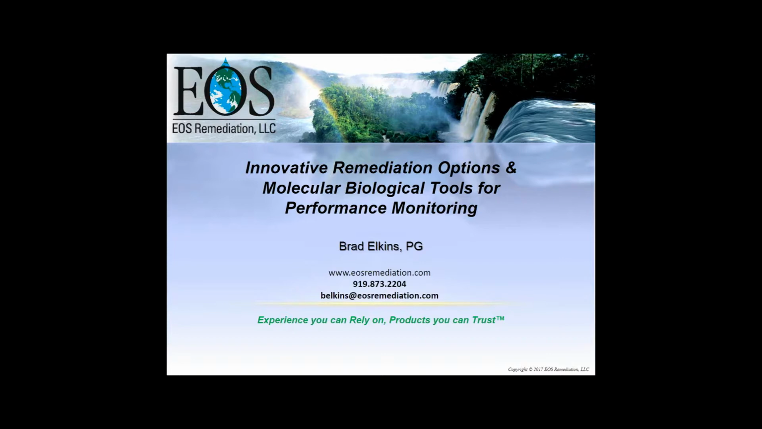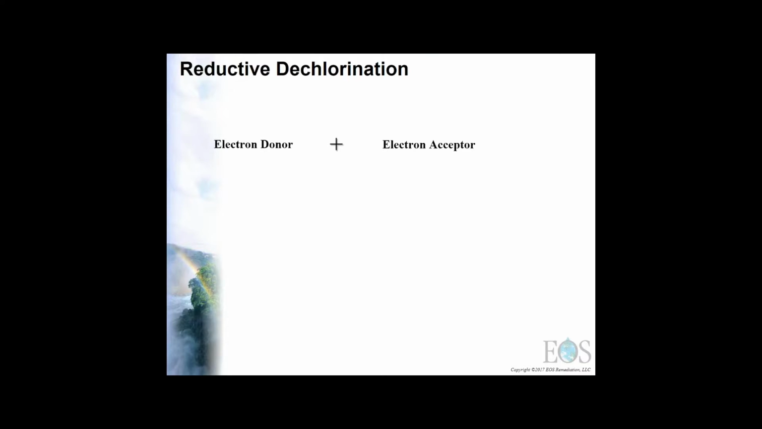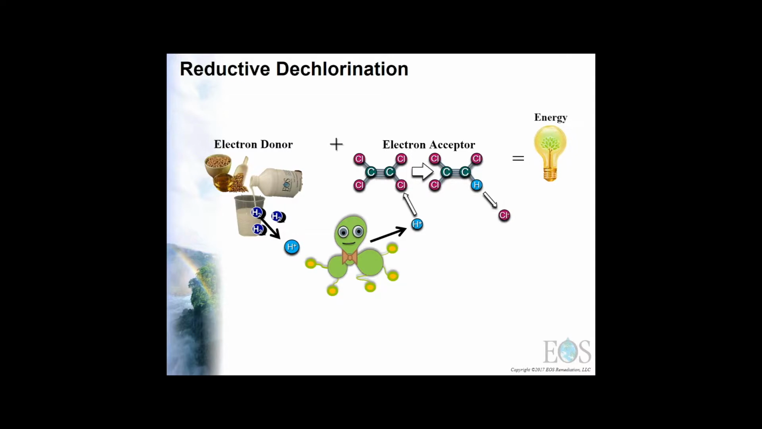I recognize that many of the folks listening in today are already pretty educated on what bioremediation is, but just for a review and to be sure that we're all on the same page, when we talk about bioremediation, we're really talking about providing two things in the subsurface, an electron donor and an electron acceptor. In the case of EOS, we're providing that electron donor in the form of emulsified soybean oil, an oil emulsion.